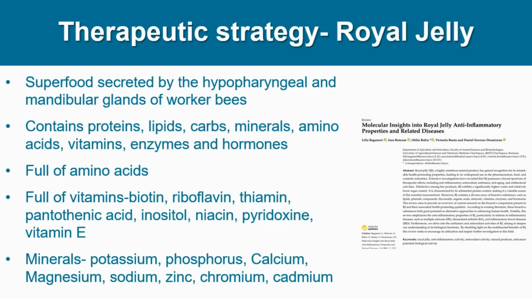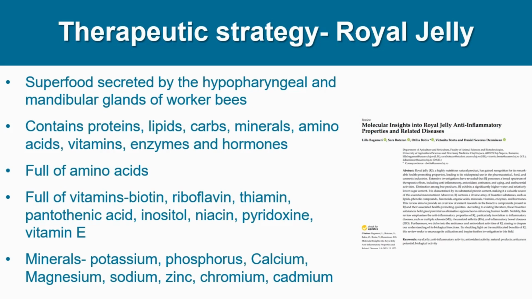Therapeutic strategy, royal jelly. It's a highly nutritious natural product, and it's gained recognition for its health-promoting properties. It's a yellowish-white creamy substance that's secreted by the hypopharyngeal and mandibular glands of worker bees, and it serves as the primary nourishment for developing larvae during their initial 3 days, and it's the exclusive food for the honeybee queens throughout their lives. Now, it is recognized for its exceptional nutritional value.